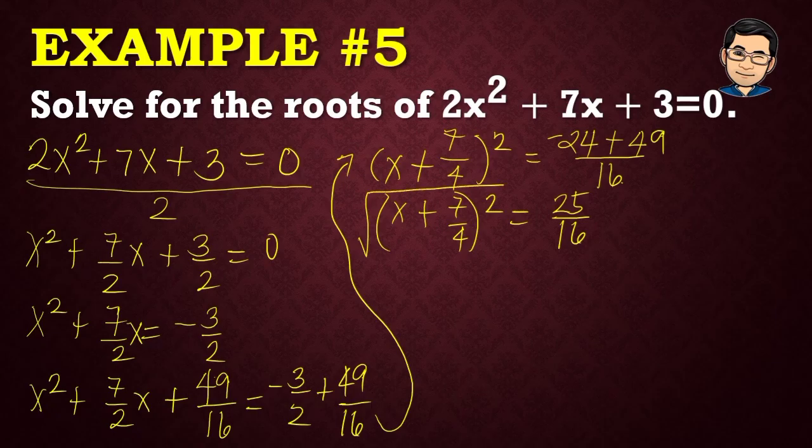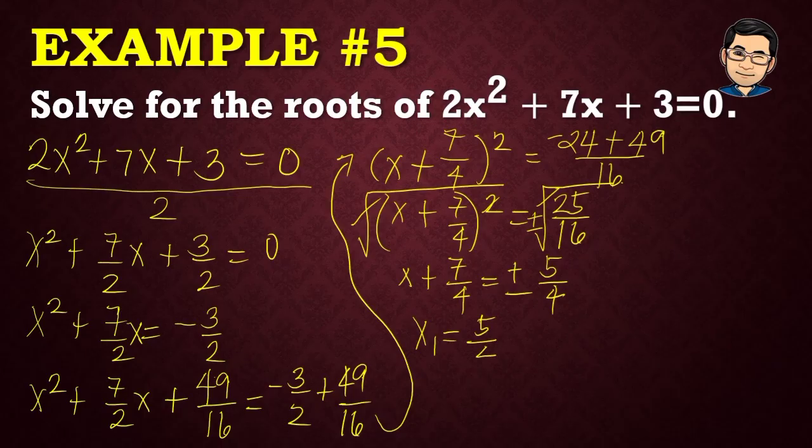Square root niya, para matanggal yung squared na to, saka to, positive, negative. So, magiging x plus 7 over 4 equals positive, negative. What is square root of 25 over 16? So, that is 5 over 4. So, kunin natin yung x sub 1. So, x sub 1 magiging 5 over 4 minus 7 over 4 equals negative 2 over 4 or negative 1 half. So, yun yung x sub 1 natin.